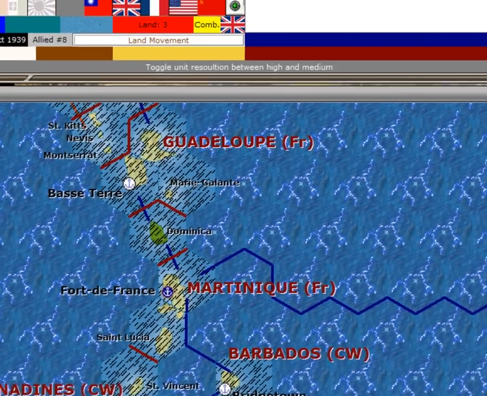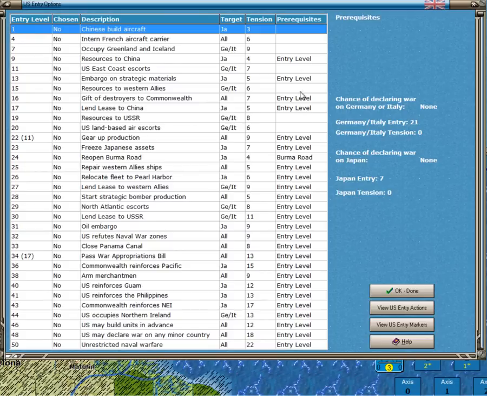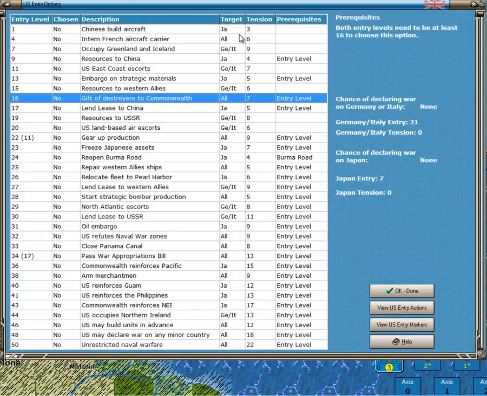of your opponent. U.S. entry options, there's 1 page devoted to these, which gives you the entry level on the left, whether the option has already been chosen, what the option is, and also the target for this option, whether it's aimed at Japan, Germany, Italy, or all 3 Axis major powers. The prerequisites and the effect on tension. Over on the right is the current status for entry levels. You can get more information on the entry status by using a different form.